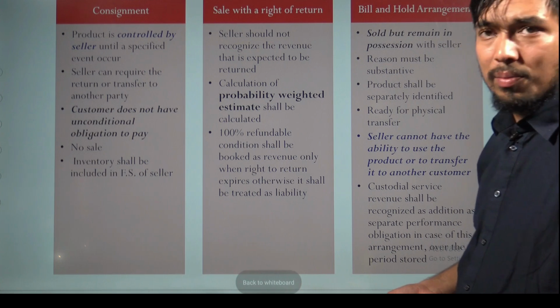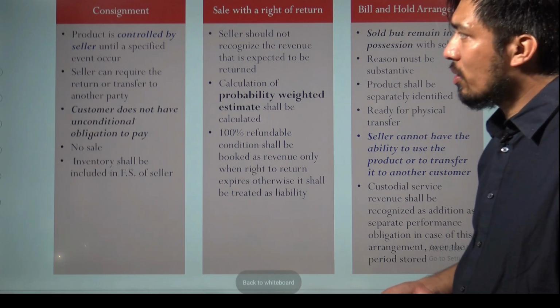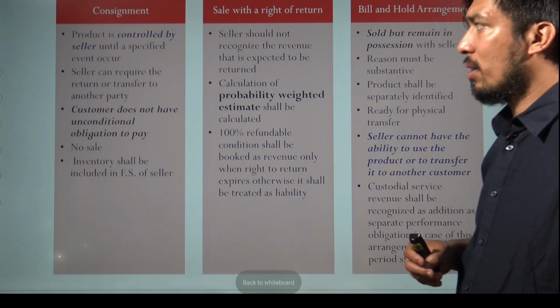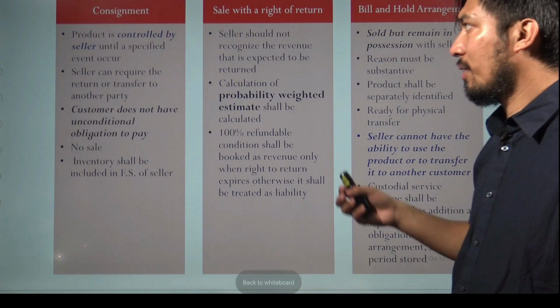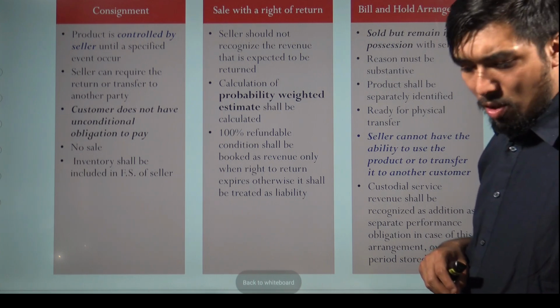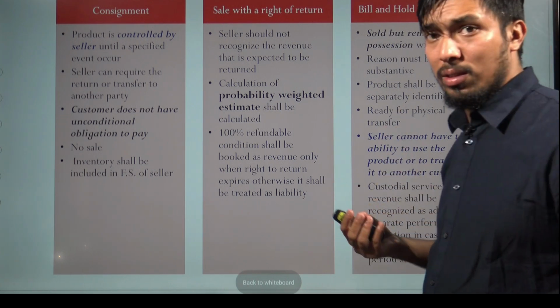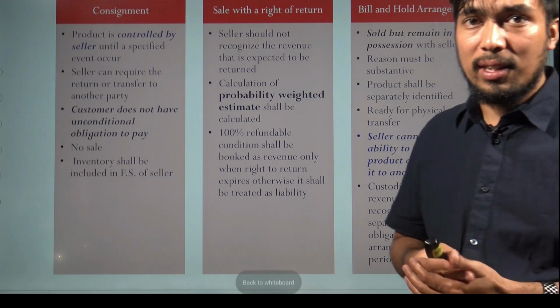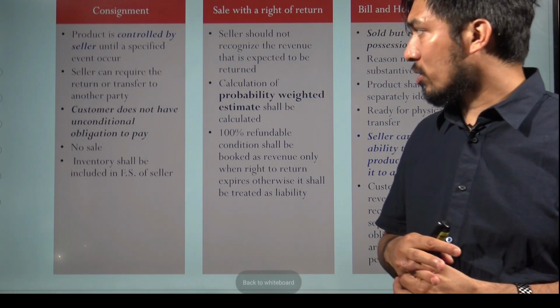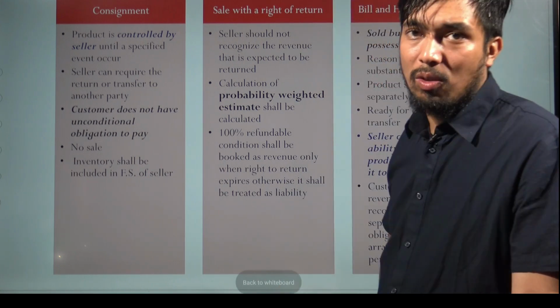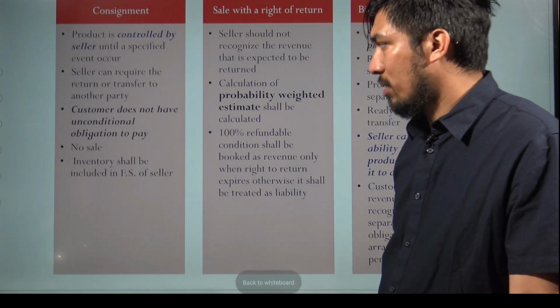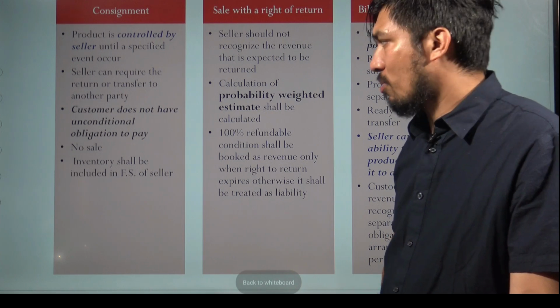In case of the consignment agreement, the product is fully controlled by the seller until a specified event occurs. Seller can require the return or transfer to another party. Seller can get the product back to their own store, or that agent can transfer back the product to the seller. Customer does not have the unconditional obligation to pay. Then it will be considered as an agreement of consignment, not a contract of revenue with customers.